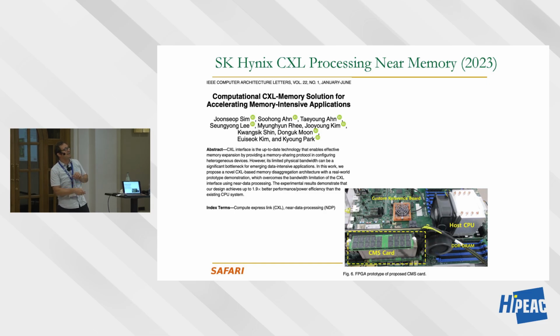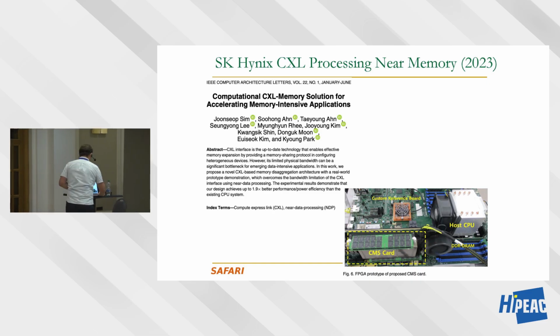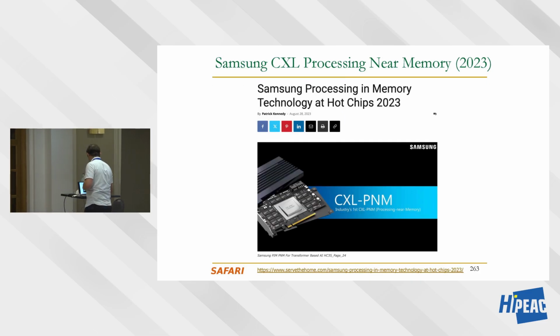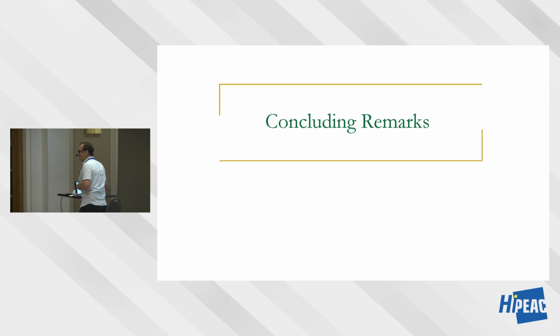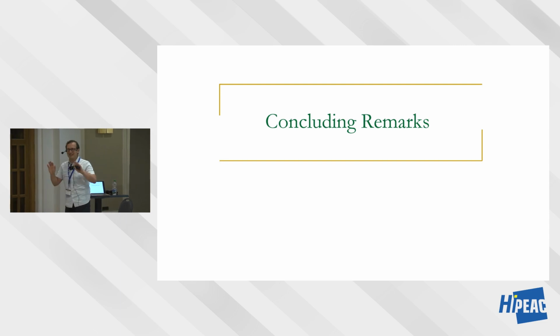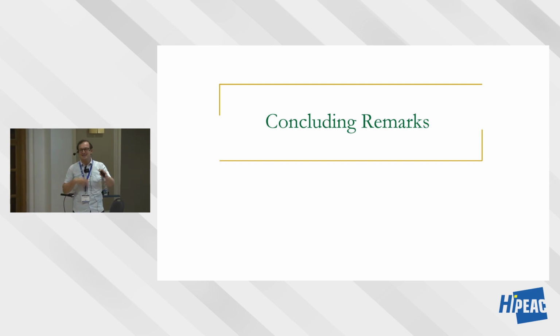SK Hynix basically built an FPGA prototype. They call it the CMS card. I don't remember what it stands for. But basically, this has a CXL interface, and the host CPU offloads computation to an FPGA that is near memory, essentially. Okay, Samsung did something similar, but they don't have a lot of detail. You can read more about that. Okay, I could keep going, but this is where I would like to stop and take a step back. And then I will hopefully start memory robustness.